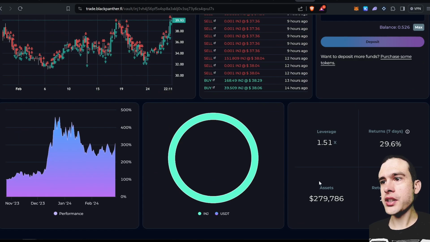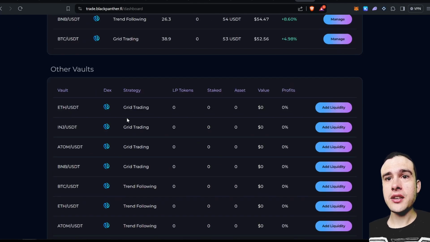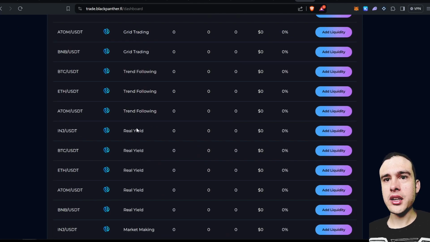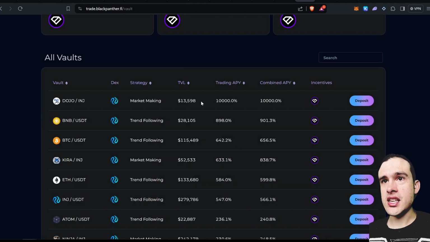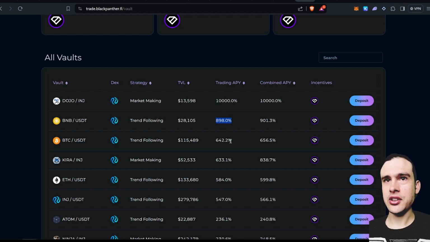Again, this can have drawdown, but at the moment, the last 7 days has been a 30% profit on this bot. I think this is really cool. Again, degen at your own risk with this stuff. It's got grid trading, trend following, real yield, and you can come and see the APY. I think this is calculated based on the last 7 days, so it projects based on that. Look at this Dojo INJ. How insane is this? But anyway, this is trend following BNB. This is why I put a little bit into this. Projected, it's going to be 898% APY. But obviously this will change as the performance changes, and I believe it's calculated on a 7-day basis.